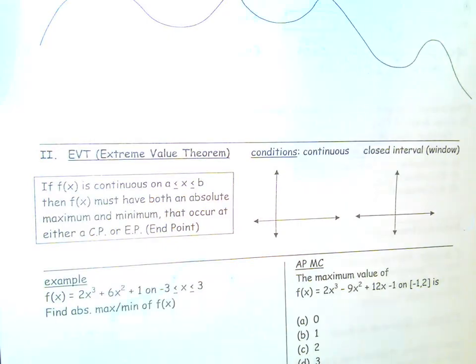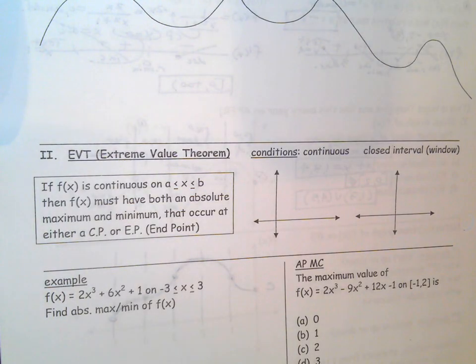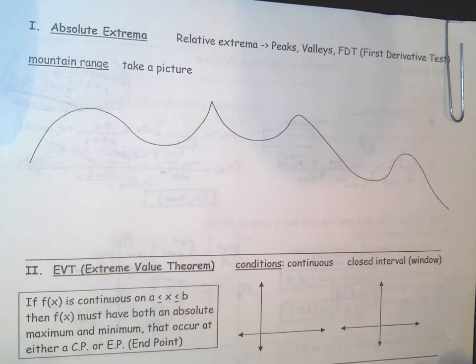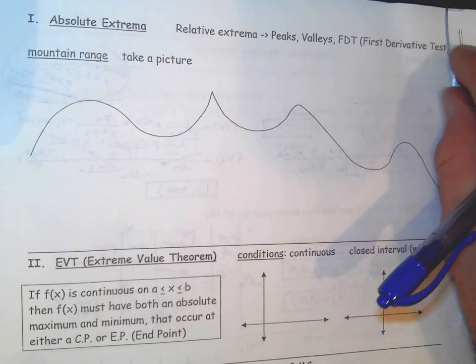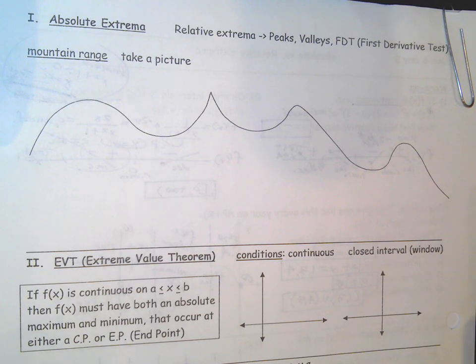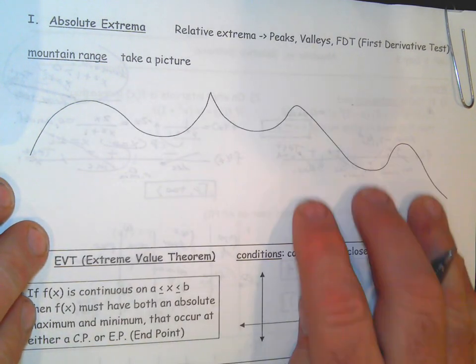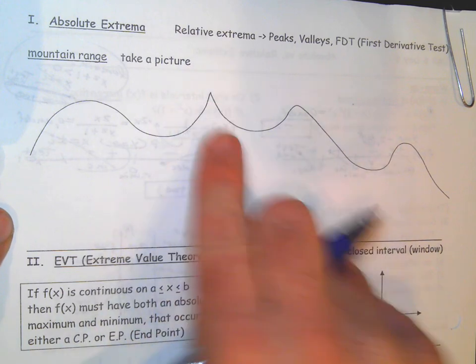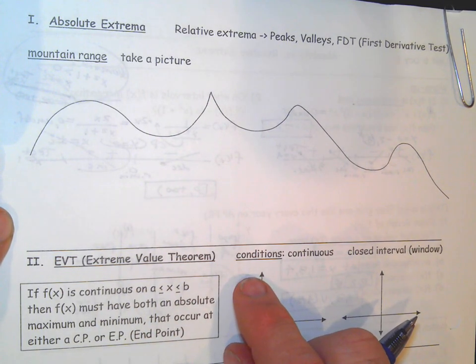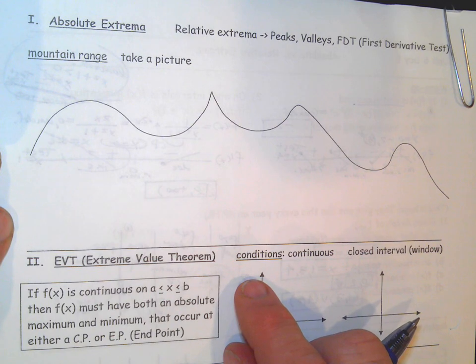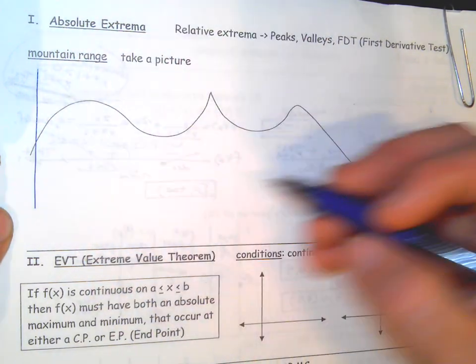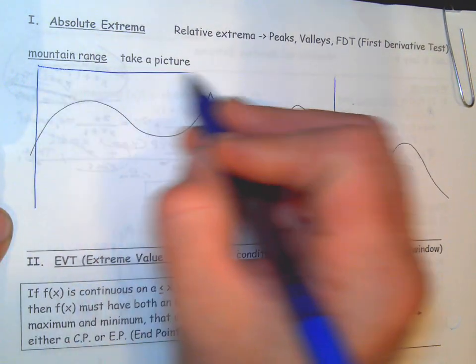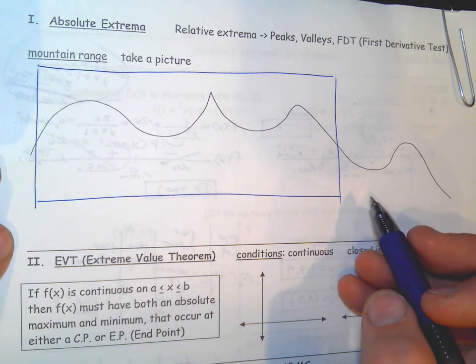So on the back, we're going to bring up something we've talked about before in previous units, but now this is our first official lesson on absolute extrema, absolute maxes and mins. Relative extrema are just the peaks and valleys, which we usually find using the first derivative test. But let's use an example. Let's say this is a picture of a mountain range. Sometimes mountains have really sharp peaks, sometimes they're nice and rounded. I'm going to take a picture of this, so this is like the edges of the picture.